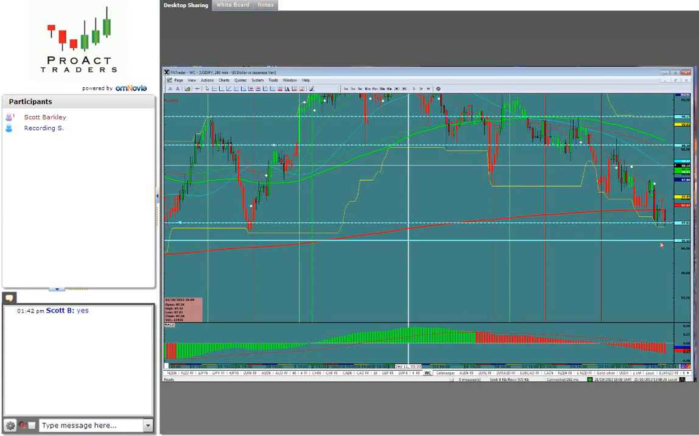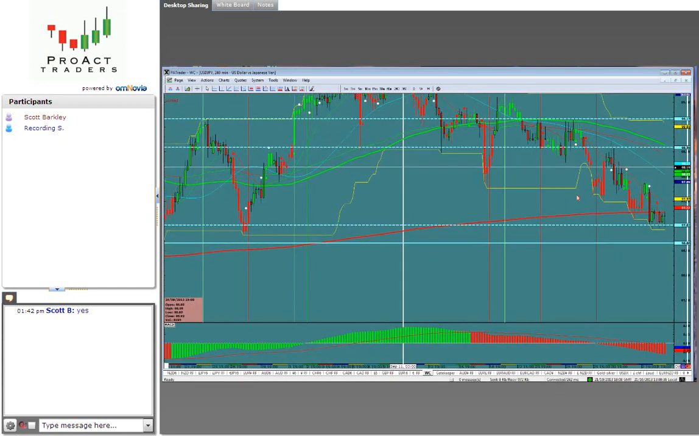Now, a pullback gives me the opportunity down to here. So if I get any pullback, I'm going to take it. If it just runs, it's going to be hard to take it. Well, no, it isn't. It's 40-some pips, as you can see. So maybe I could take it. All right, there's the pullback right there.